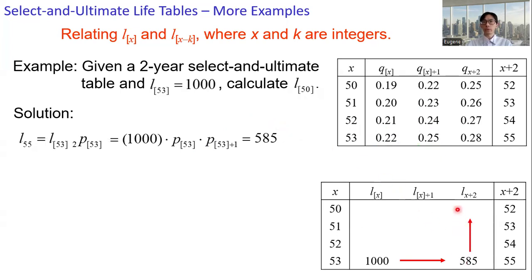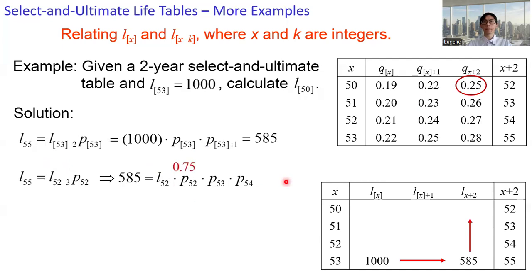Move upwards to get L52. We are at the ultimate part of the table. No more bracket. L55 equals L52 times 3P52. We need to get P52, P53, and P54 respectively. From the ultimate part of the table, we get the corresponding values. Upon calculation, we get L52, 1,443.91.